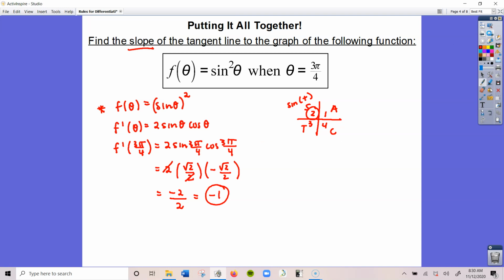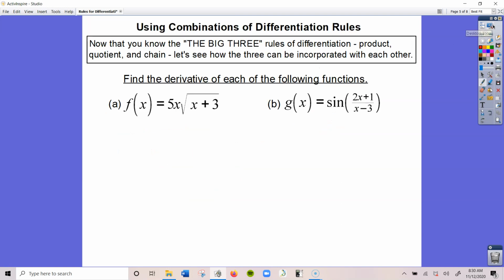Now let's look at some examples when we have to use a combination of rules. Okay, so we just learned the big 3 rules of differentiation, the product, quotient, and chain rule. But a lot of the times your derivatives are not solely just one of these rules. You may have to use a combination. So for example, for A, we have f of x is equal to 5x times the square root of x plus 3. This is a product. So I'm going to have to use the product rule.